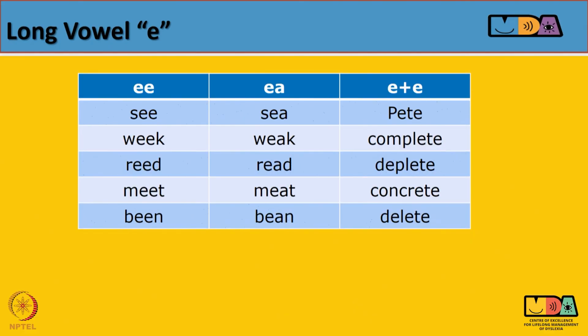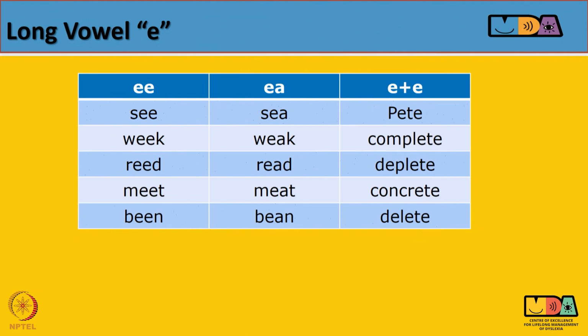What we would do is again use colors to denote the difference in EA and EE, and I would teach EE words as a word family and EA words as a word family. So, let us look at some words that have E in the EE combination. You have words like see, I see with my eyes, week, read, meet, I meet my friends, been.